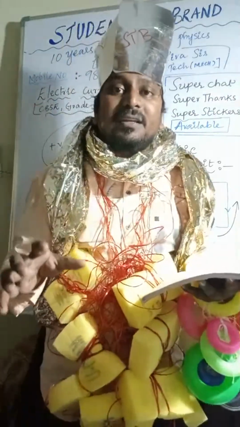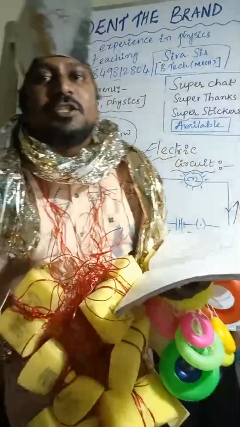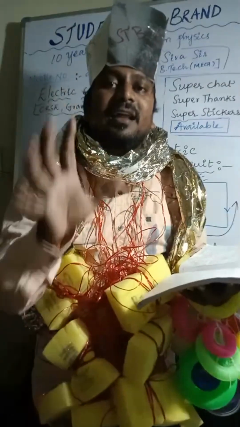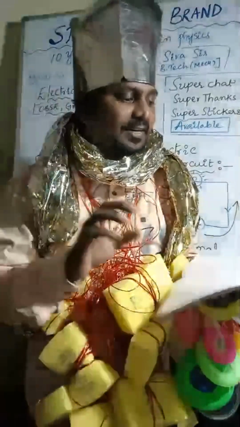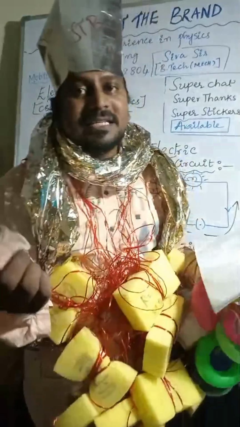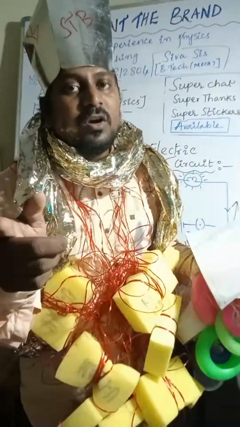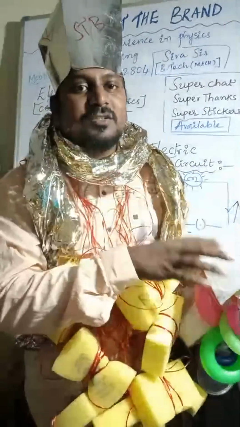The ideal ammeter resistance is 0. Ideal voltmeter resistance is infinity. And ammeter is connected in series combination. Voltmeter is connected in parallel combination to the circuit.